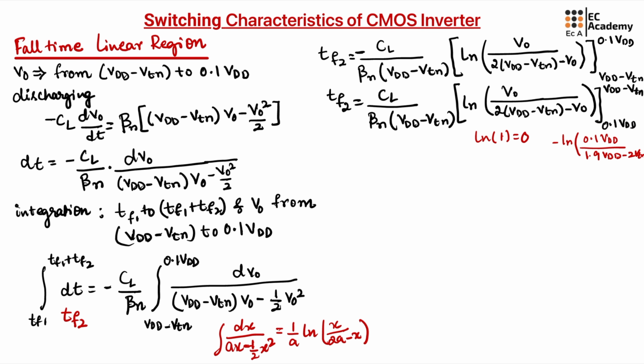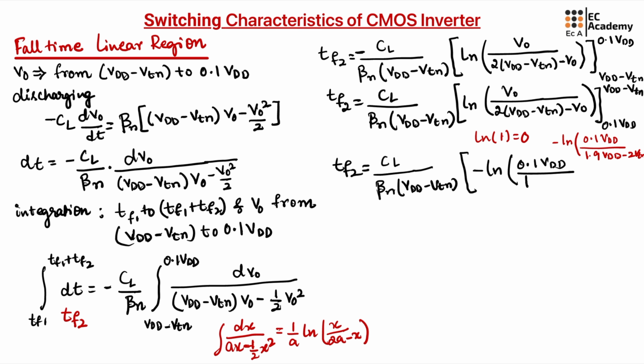So we can write the above equation as TF2 will be equal to CL divided by beta n into (VDD minus VTN) multiplied with minus ln(0.1 VDD divided by (1.9 VDD minus 2 VTN)). Here you need to remember minus ln(x/y) we can write as ln(y/x). So here, to eliminate this negative sign, we can use this formula.